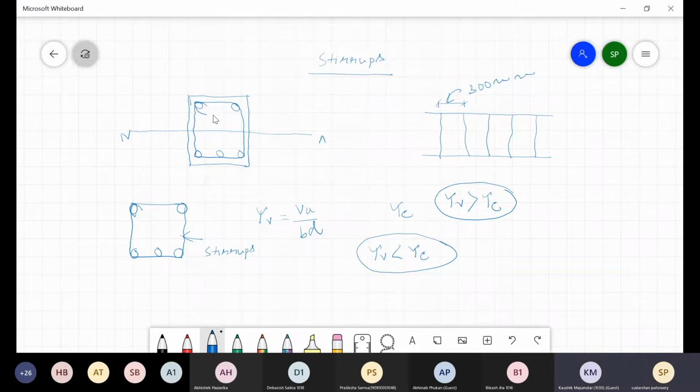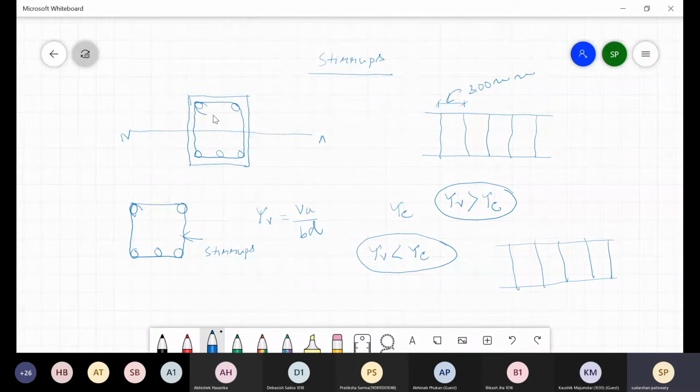Have you noticed stirrups in a beam? No, sir. You didn't notice. You have not seen any building construction there, where beams are constructed? Yes, sir. Beams are like this. Suppose this is your top, this is the bottom, and these are like this. These are called stirrups in the beam.